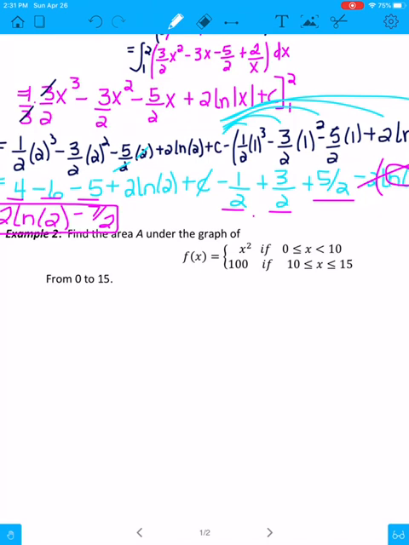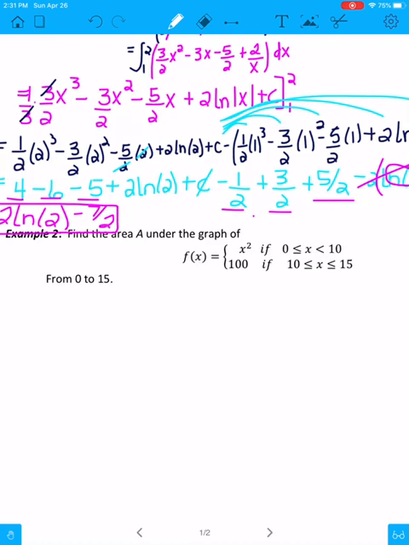So here they want us to find the area under the graph. When they say find the area under the graph, we can use integrals. So we want to find the area under the graph, x squared from 0 to 10, and f of x equals 100 from 10 to 15. And then they want us to find the area from 0 to 15.